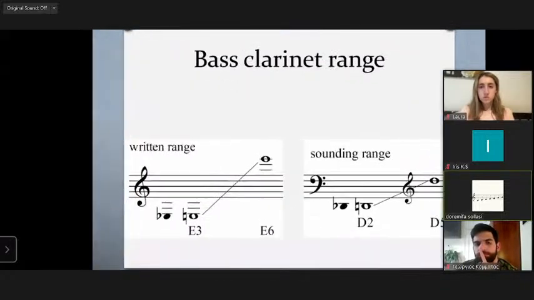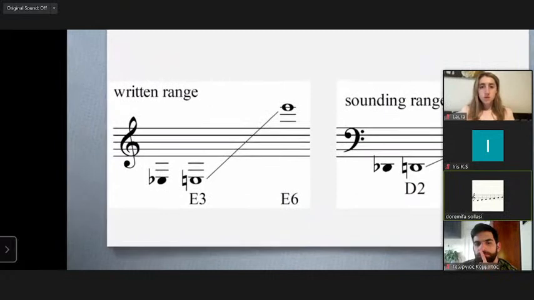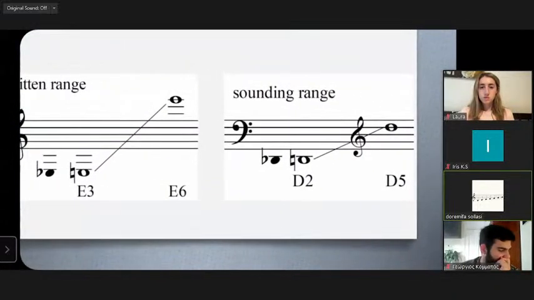Now let's see the range. The range is very, very similar to that of the B flat clarinet. The only difference is that it has one more lower note. So the lowest note of the bass clarinet is this E flat 3. It goes up to an E6. Remember that the written range is the same, but it has one more note. And so the sounding range is actually really low because it goes from this D flat up to this D5.